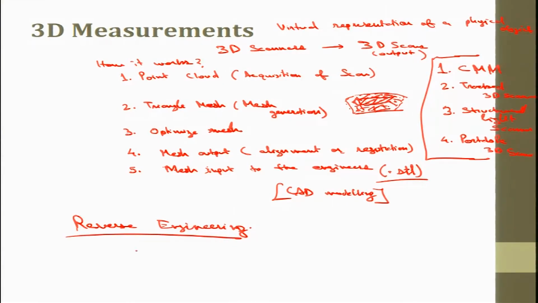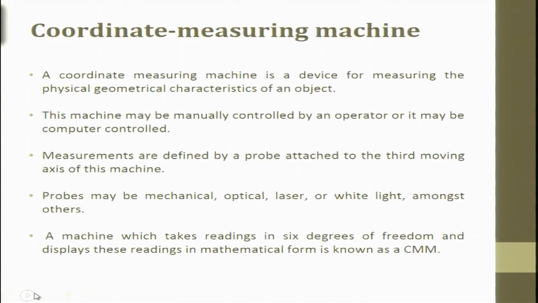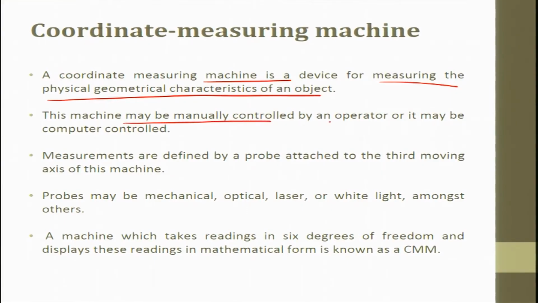Okay, now I would like to move to the coordinate measuring machine. A coordinate measuring machine is a device for measuring the physical geometrical characteristics of an object. This I have just explained. This machine may be manually controlled by an operator or it may be computer controlled. We will show you both operations, the manual control using a joystick and CNC mode as well. CNC mode is computer numerical control.